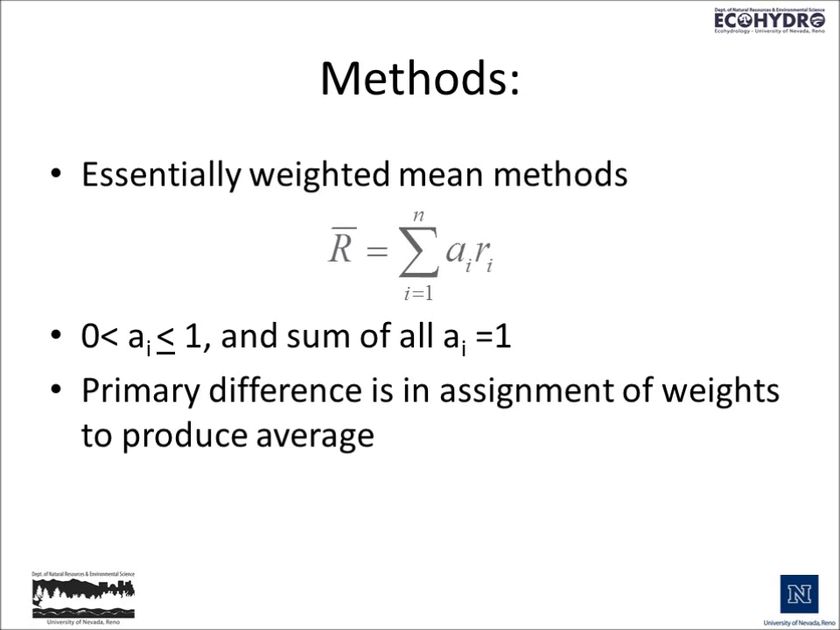Weighted means are essentially developed like this. They have a weighting factor, which in this equation is represented as a_i. In practice, all of the weighting factors, a_i, lie between 0 and 1, and the sum of all the weighting factors is equal to 1. And this will be clear in just about a minute, I hope. The primary difference when we talk about weighted mean methods is in how we develop the weights to produce the average.